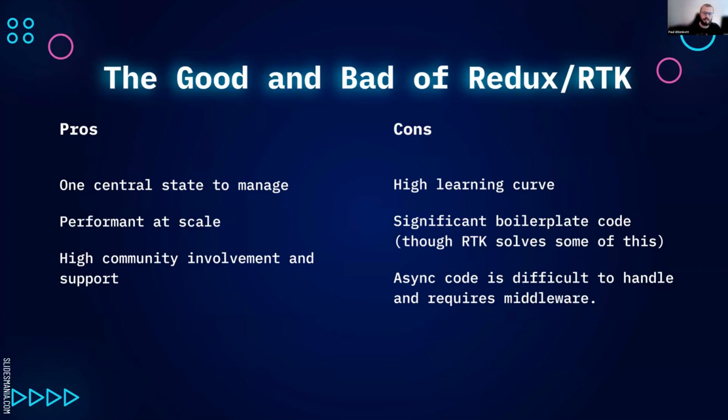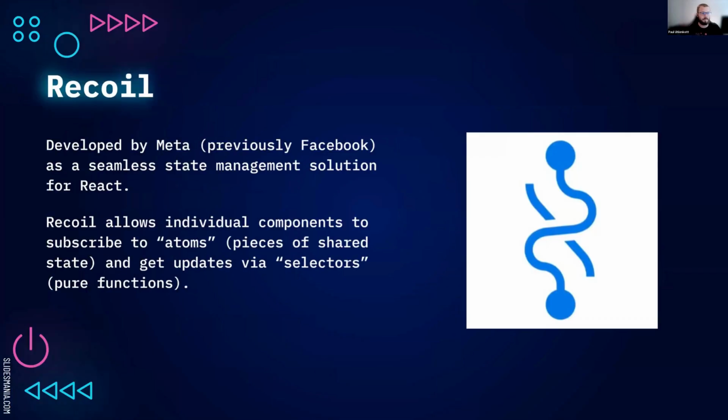However, it does have a very high learning curve, and there can be a lot of boilerplate code involved. RTK has solved some of the learning curve and boilerplate code issues, but they're still relevant. Redux can also have some difficulty dealing with asynchronous code and does require middleware and extra support to make it work. Let's also discuss Recoil.